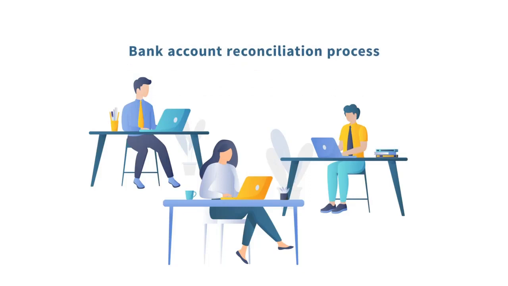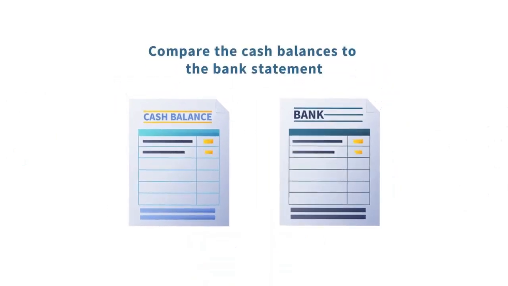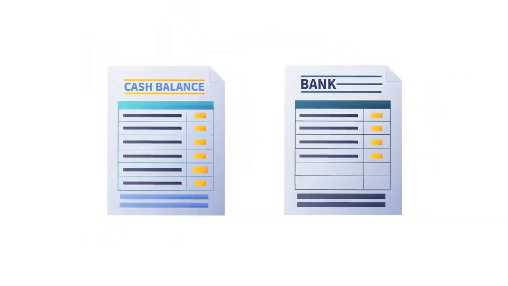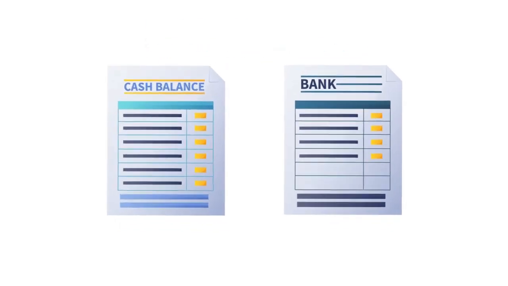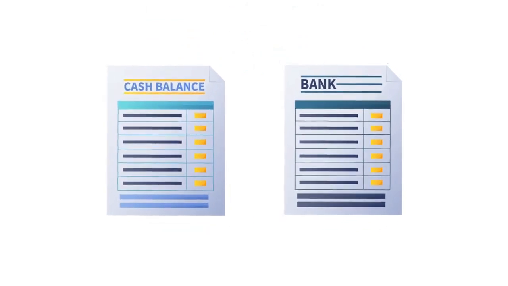For this demo, we'll use the bank account reconciliation process. This process begins by comparing the cash balances to the bank statement, then identifying and documenting any payments made in the internal cash register but not represented on the bank statement, which might include ATM transactions and checks. This requires making the necessary adjustments to the bank statement's balances to reflect the correct amount.